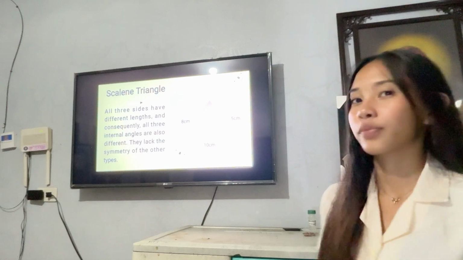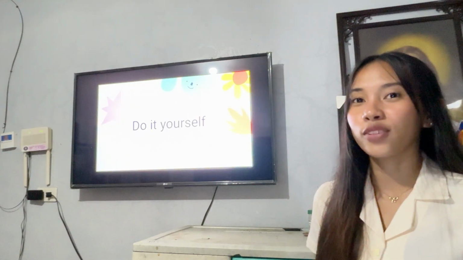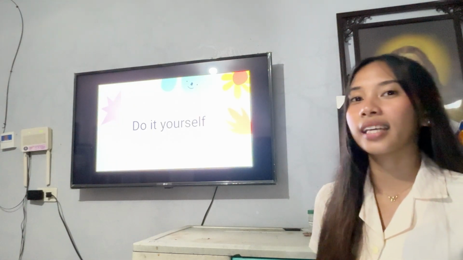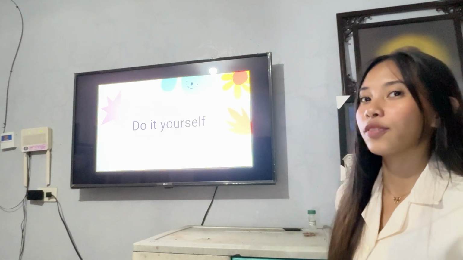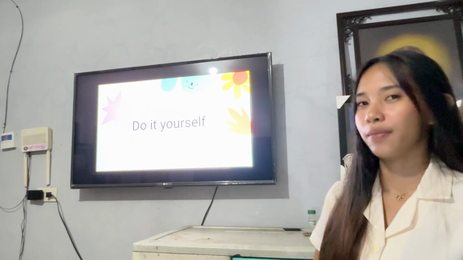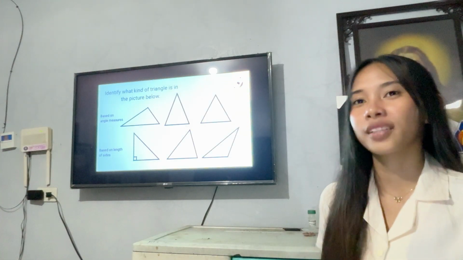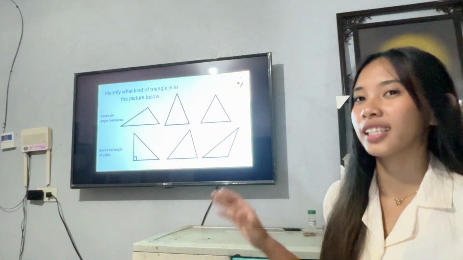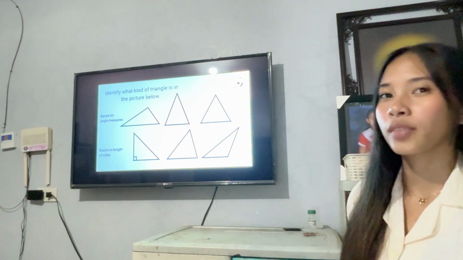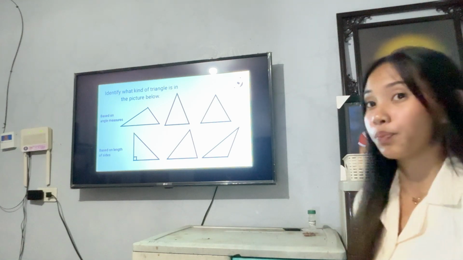So that's all for my presentation, but before I end it, let's see if you really learned from the topic. You can answer this activity and figure out what kind of triangle is given in the pictures below. You can answer it at home.